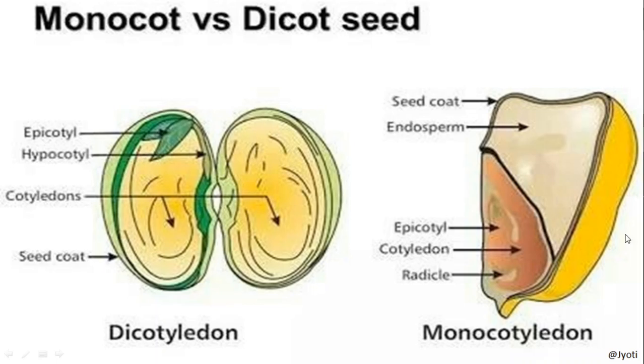So here is the comparison of monocot and dicot seed. Very clearly it is visible. Here two cotyledons, here only one cotyledon. Here you can see that the endosperm is large. Here there is no endosperm, or if endosperm is present, that endosperm quantity is very less.